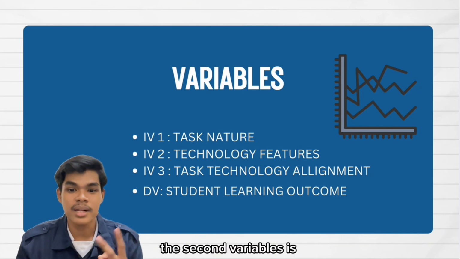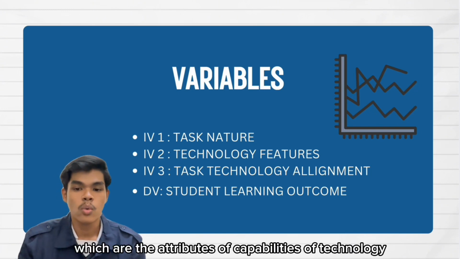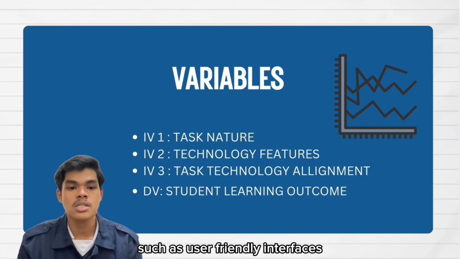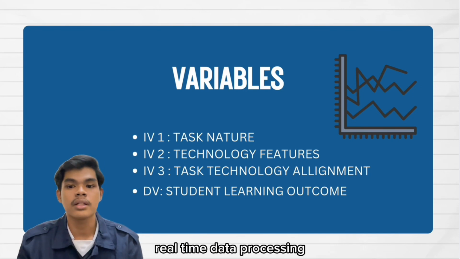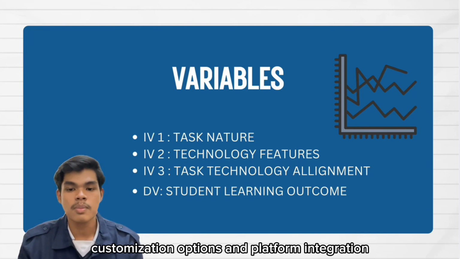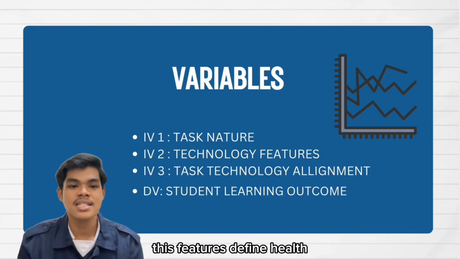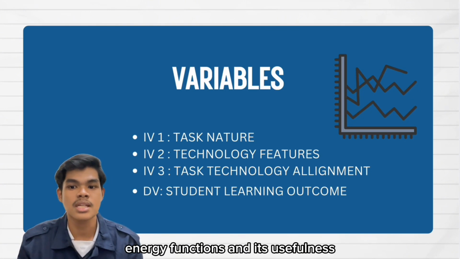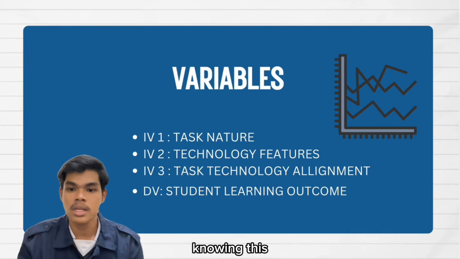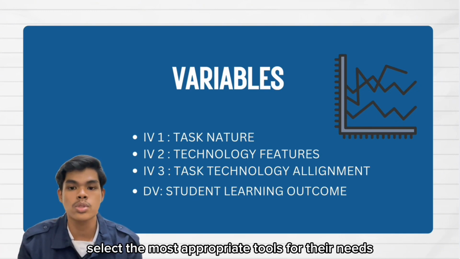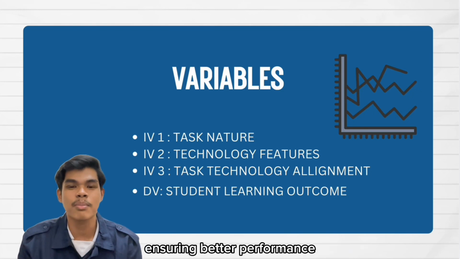The second variable is technology features, which are the attributes or capabilities of a technology, such as user-friendly interfaces, real-time data processing, customization options, and platform integration. These features define how technology functions and its usefulness. Knowing this helps individuals or organizations select the most appropriate tools for their needs, ensuring better performance.